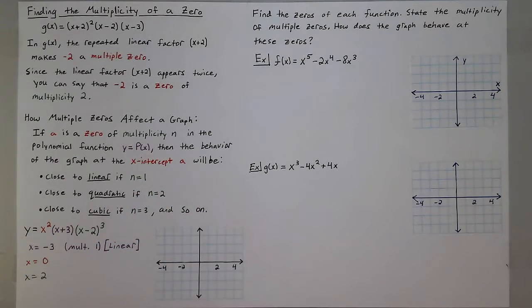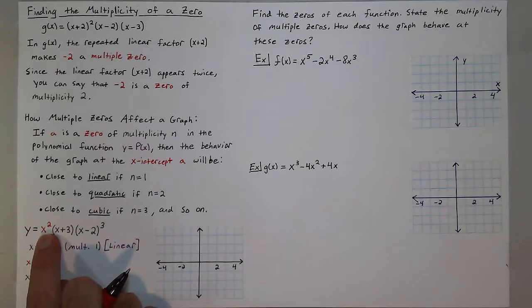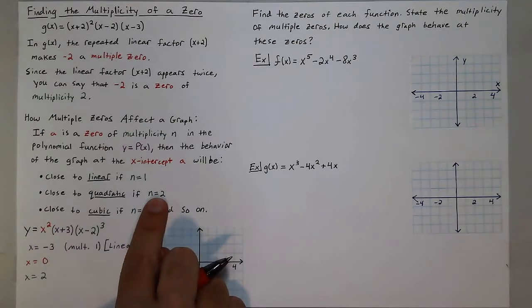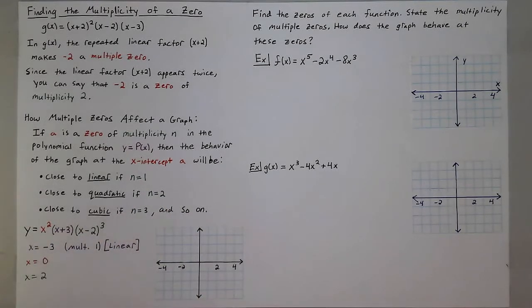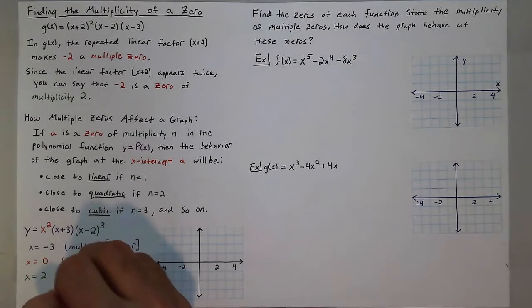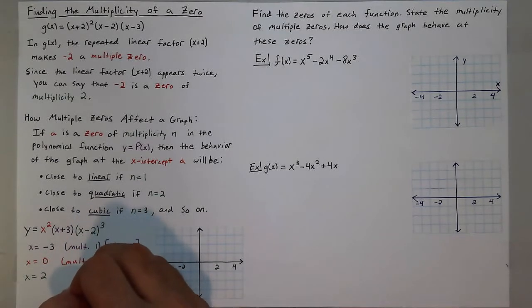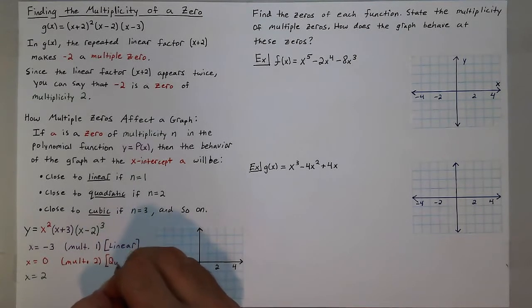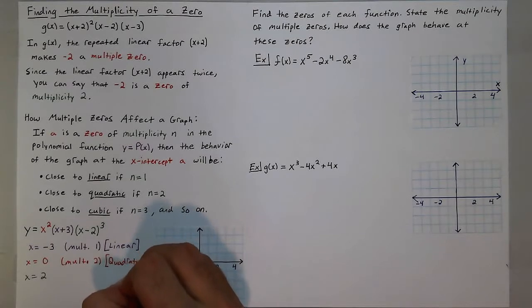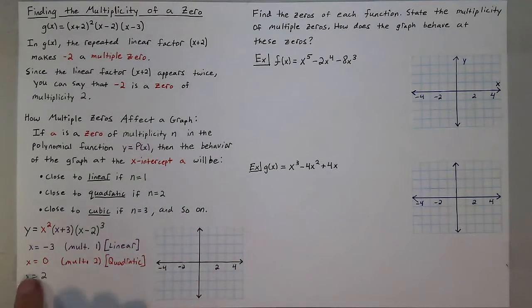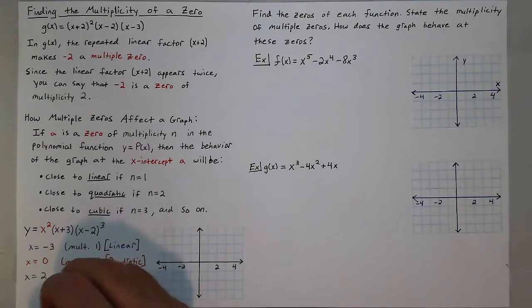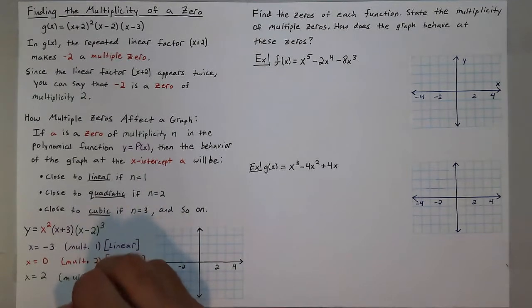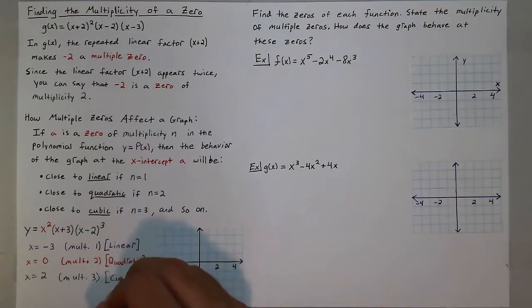For x equals 0, the degree is 2, so that's a multiplicity of 2. 0 comes up twice because the factor of x comes up twice. So 0 is a zero of multiplicity 2, meaning it will look like a quadratic at 0. And for x equals 2, the x minus 2 factor shows up 3 times. So we said x equals 2 is a zero of multiplicity 3, which makes it look like a cubic when it approaches the x-axis.